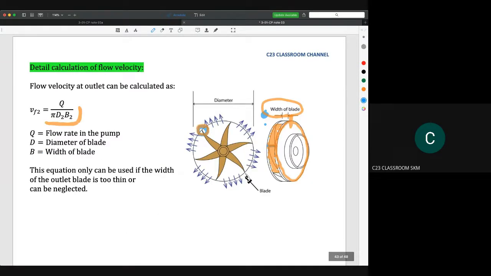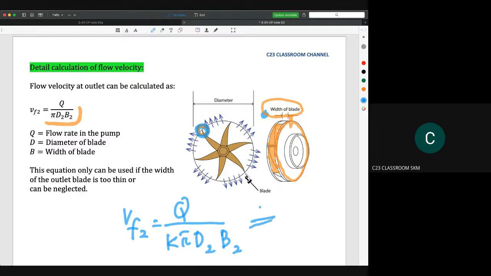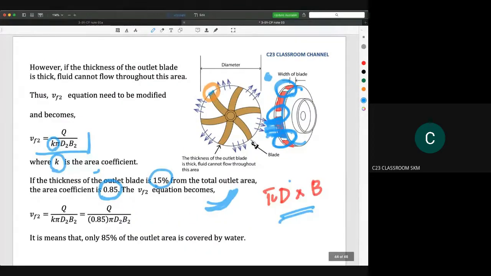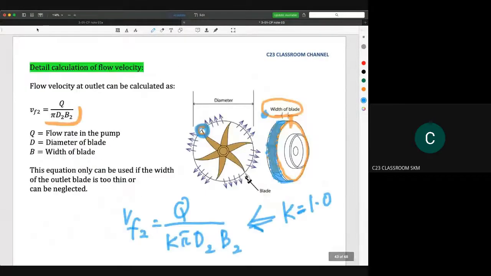If the situation is like this, you could write VF2 equals Q over K pi D2 B2. But in this situation, you could say that the value of K is equal to 1, because 100% of the area here can be passed through by water. So water can go through all the area. I hope you could understand.